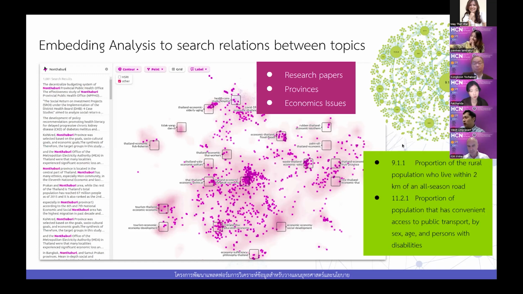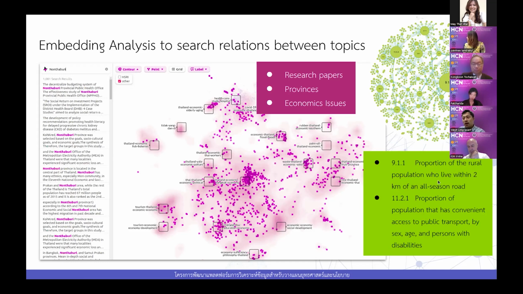Another thing is that we can use social media to extract how people express themselves, how they post emotion and also information. And then we map that information to SDG indicators. We found that most of them are talking about indicator number 9.11 and also 11.21, which talk about rural population, and transportation.